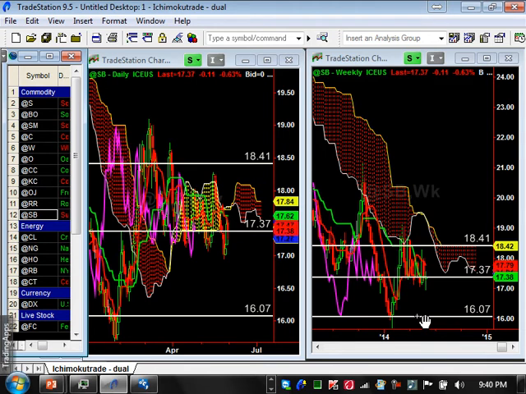But as long as it holds the resistance level 18.41, this has a probability of coming down to 16 and possibly breaking it to go lower. So keep an eye on that one for sure.